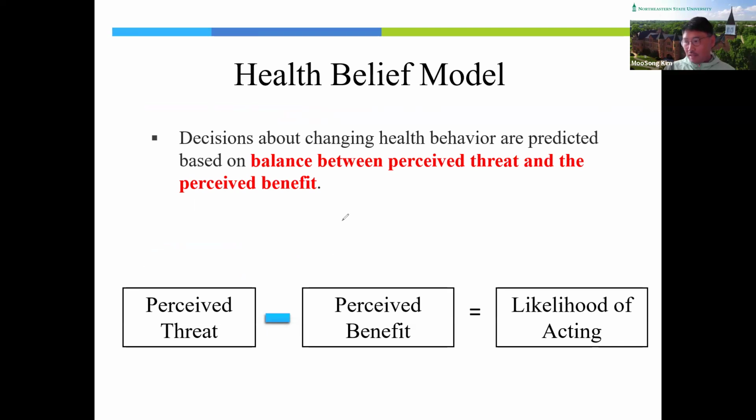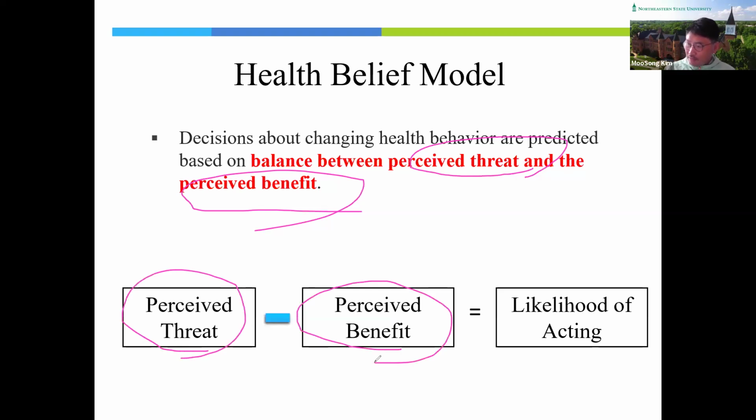So the health belief model predicts changes in health behaviors based on the balance between perceived threat and perceived benefit. We just talked about each component of perceived threat and perceived benefit. So if someone has a higher perceived threat, but believes the perceived benefit of the certain behavior is lower, is this person's likelihood of acting higher or not? Actually, it is low.